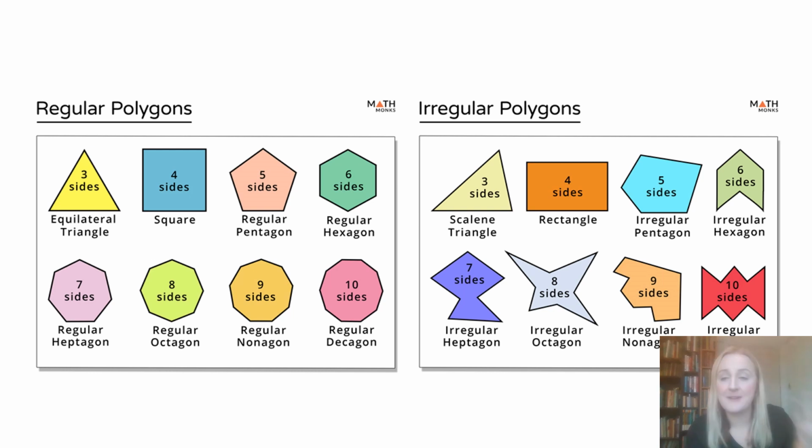It might be something that's fun to ask your students to do. Can you draw an irregular hexagon? Have a go on a mini whiteboard. Let's see. You're going to have different ones.